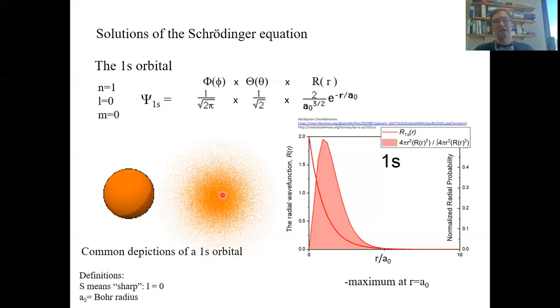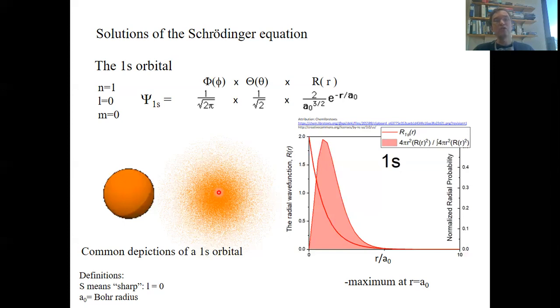So now there's another aspect to that. We can certainly talk about the probability to find the electron at a particular point in space, but we can also ask the question, what is the probability to find the electron at a particular distance from the nucleus? And that's actually a different question, because now we have to integrate over all the points in space that are at a particular distance from the nucleus.